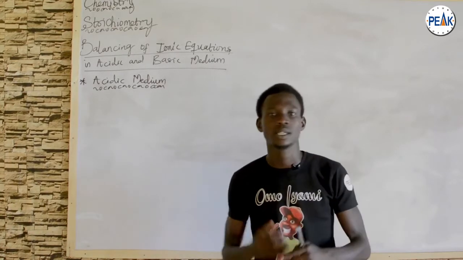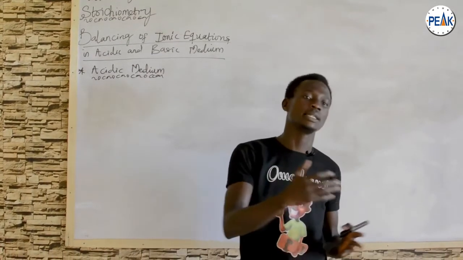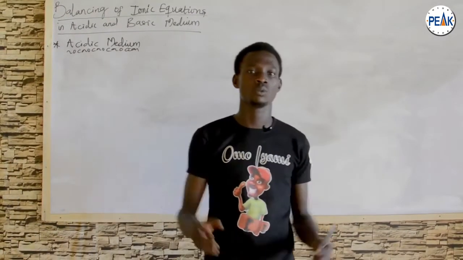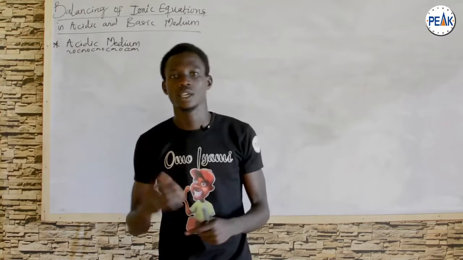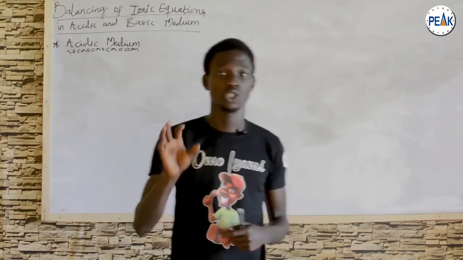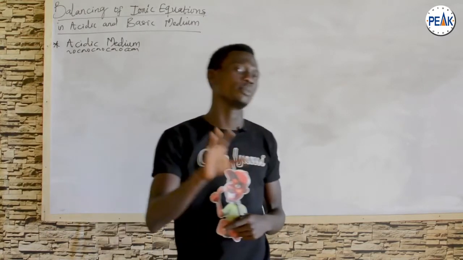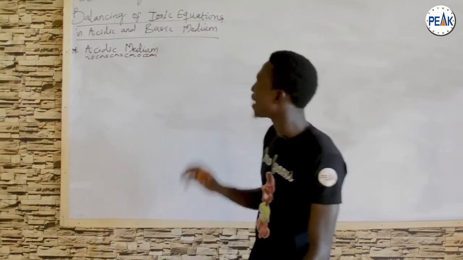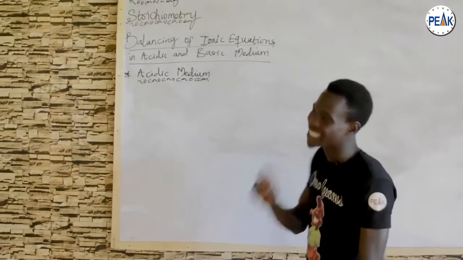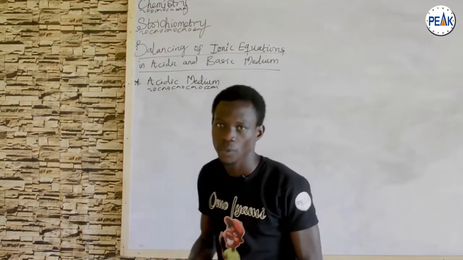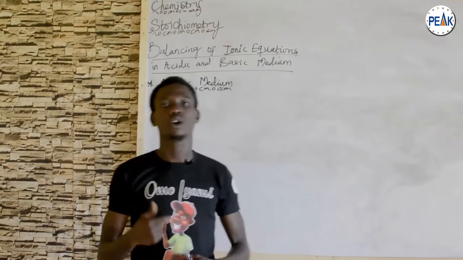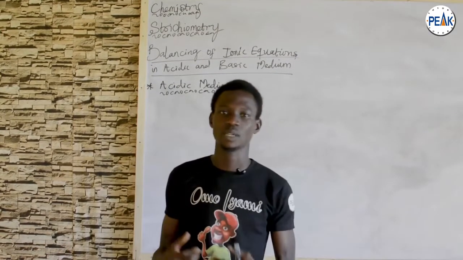I told you we can balance chemical equations using the inspection method, that is if the equation is not cumbersome, but in cases where the equation is cumbersome, you can use the algebraic method to balance your chemical equation. Today we're going to be looking at balancing of ionic equations in acidic and in basic medium. How do we balance ionic equations in acidic medium, and how do we balance ionic equations in basic medium?